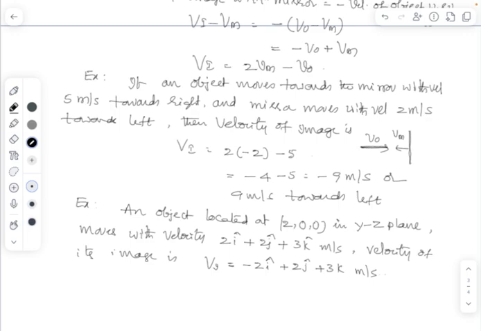Velocity of image with respect to object equal to -4i cap meter per second.